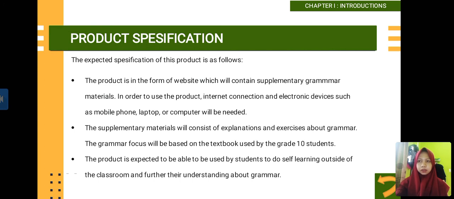Product specification. The expected specification of this product are as follows. The product is in the form of website which will contain supplementary grammar materials. In order to use the product, internet connection and electronic devices such as mobile phone, laptop, and computer will be needed. The supplementary grammar materials will consist of explanation and exercises about grammar. The grammar focus will be based on the textbook used by the grade 10 students. The product is expected to be able to be used by the students to do self-learning outside of the classroom and further their understanding about grammar.